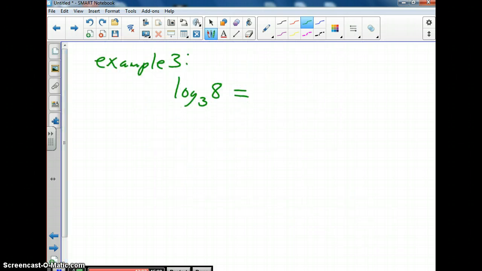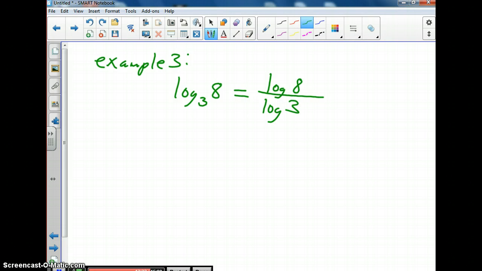Okay, so here's example number 3. Now look, you guys were taught this yesterday. So we have log base 3 of 8, right? So here's what you do. You draw the fraction bar. You put log on the top. You put log on the bottom. Now what number do I put on the top? 8. What number do I put on the bottom? 3.